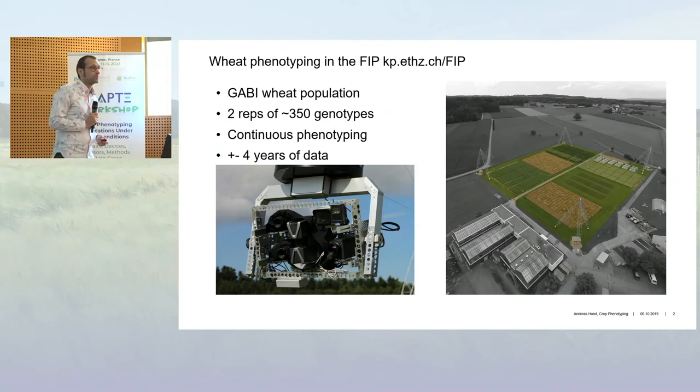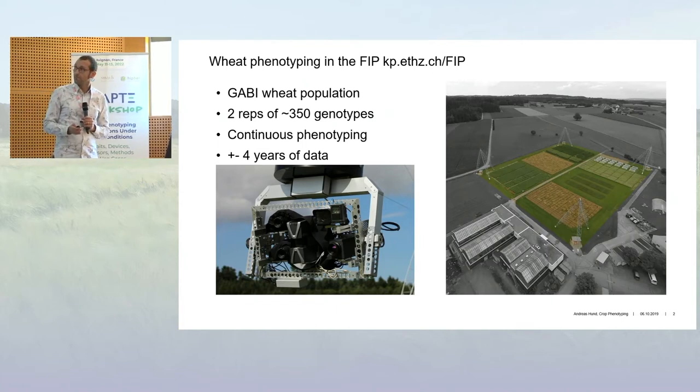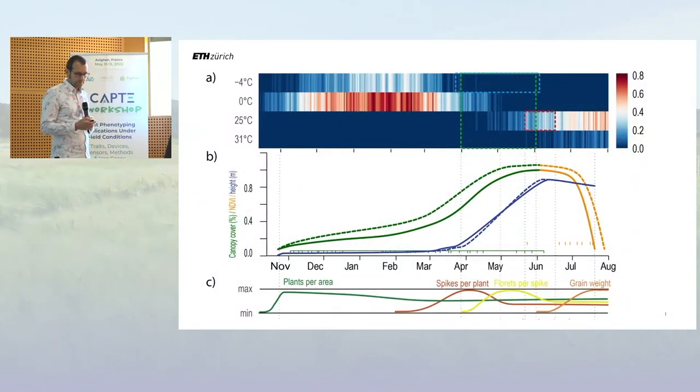We have grown the GABI panel from Germany for quite a while in the platform. This is roughly two replications of 350 genotypes. We did continuous phenotyping, and you will see in a minute what we mean by that. We have four years of data from that platform. The basic philosophy is to know the climate you have, and to try to understand how changes in the climatic conditions during the season are factoring in on the yield components.